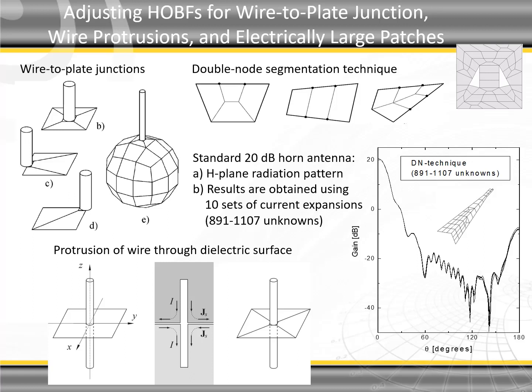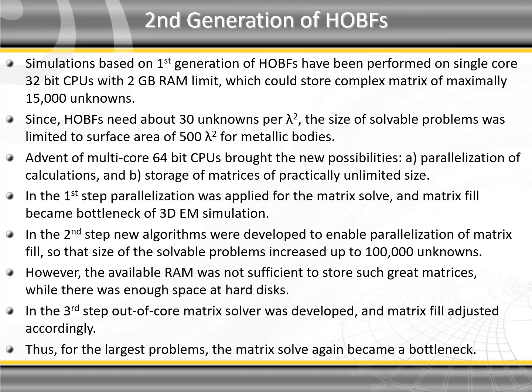To demonstrate the robustness of high-order bases, consider the example of a standard 20 dB horn antenna. The H-plane radiation pattern is obtained using 10 sets of current expansions resulting from various values of maximum patch size. Negligible numerical noise can be observed at a level of -40 dB below the main lobe.